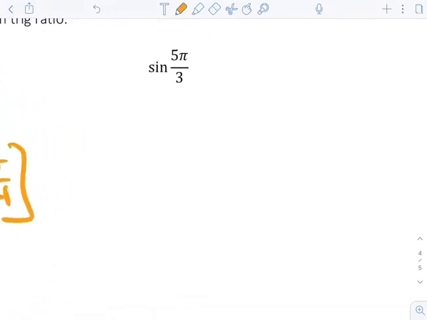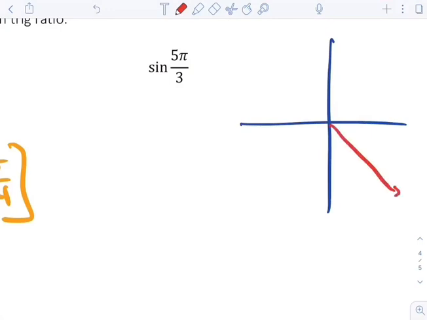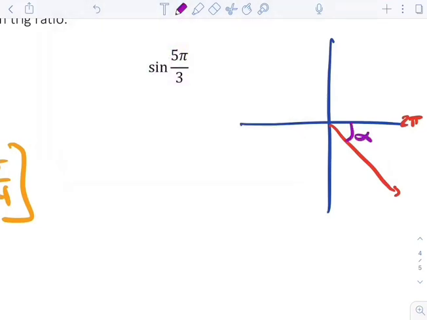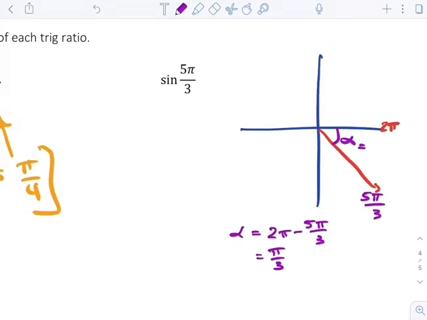If we're looking for sine 5 pi over 3, maybe the denominator gives us some information. In this case, 5 pi over 3 lies in the fourth quadrant. I know that 2 pi is all the way around, and 5 pi over 3 is not quite 2 pi. So the related acute angle is the angle that we have in here. It's the difference between 2 pi and 5 pi over 3. So the related acute angle is 2 pi minus 5 pi over 3, which is just pi over 3. That's our related acute angle, pi over 3.